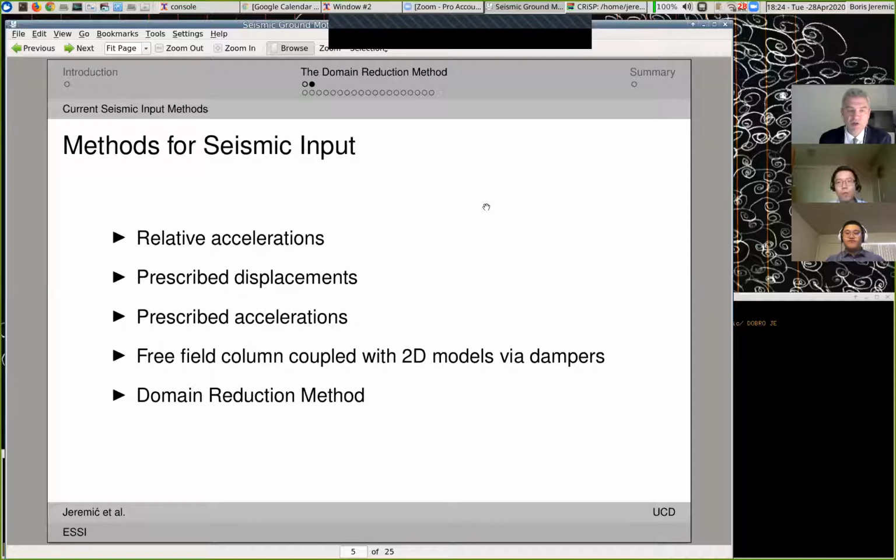Another way to do it is to actually use relative accelerations, as I note here in the first item, which means that you analyze your structure or your soil structure system with accelerations that are relative to some moving frame of reference. And that might be okay too, but it suffers from a number of drawbacks. Some commercial programs use methods that are somewhat tricky.